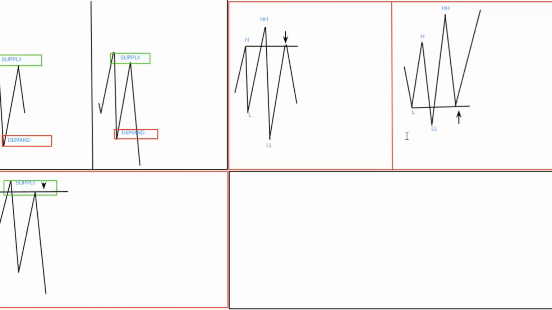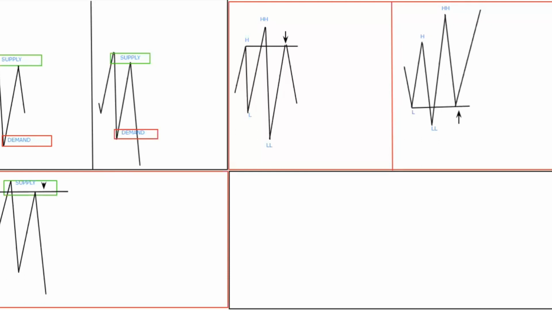Then we see the same thing here. This is just the vice versa, up and down of this, so it's the same thing. So now this is what I want to show you. We can combine supply and our QML. If you see, this is a QML structure. We have our low here, we have our low being violated, forming a lower low, and then we have price coming up, and then we see price going down. So this is the same structure as this, but at the same time you can also see that it's the same structure as this.